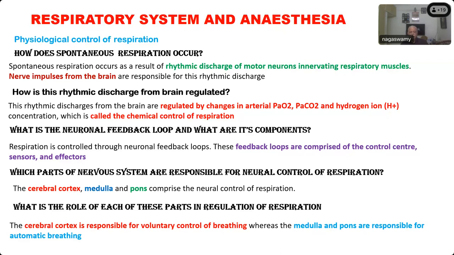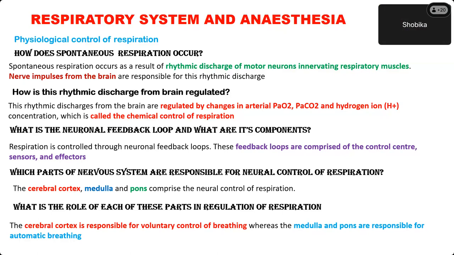So, that automaticity is controlled by your medulla and pons, whereas the volitional control is by cerebral cortex. How long can one hold a breath? Maximum 30 seconds. 30 to 40. Maximum 30 seconds. 1 minute.